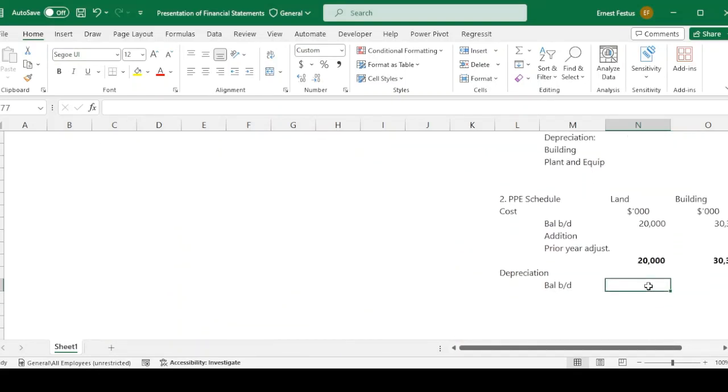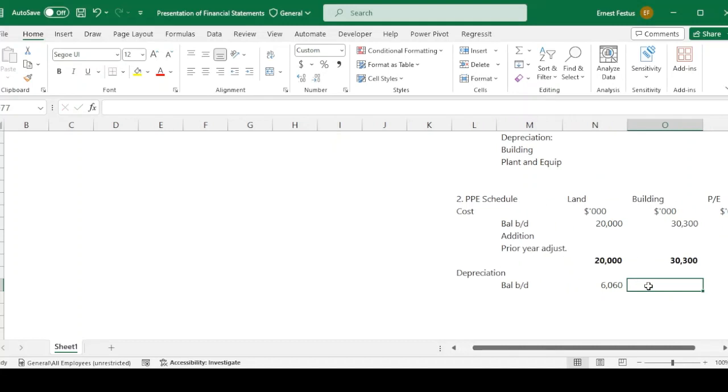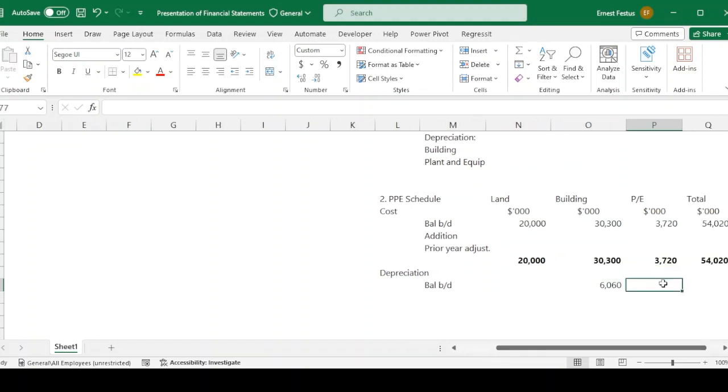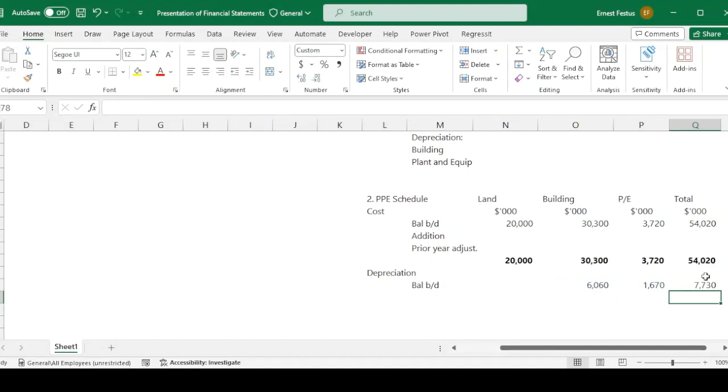So I'll come here, you have 6060, and we'll also have, sorry, so this is actually for building, so I'll cut it, paste it here, and therefore property, plant and equipment is 1670, sorry, and I have my Alt equals here, I add it.